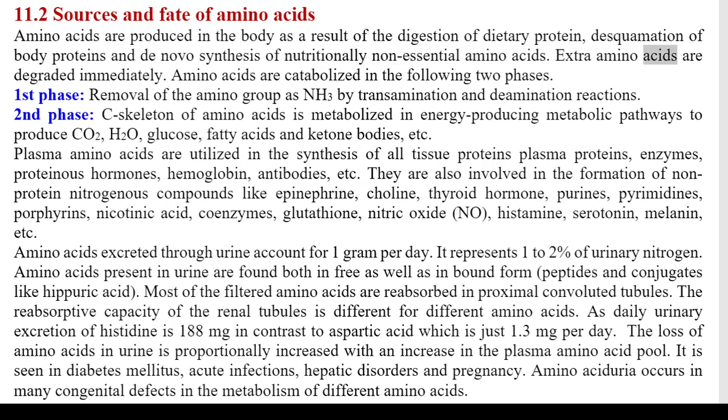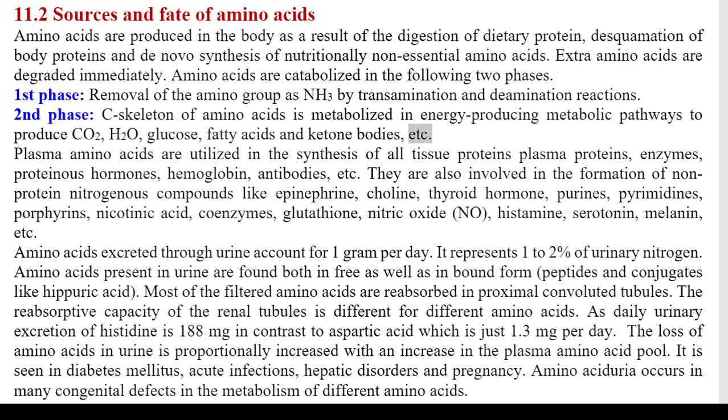Extra amino acids are degraded immediately. Amino acids are catabolized in the following two phases. First phase, removal of the amino group as NH3 by transamination and deamination reactions. Second phase, the C-skeleton of amino acids is metabolized in energy-producing metabolic pathways to produce CO2, H2O, glucose, fatty acids and ketone bodies, etc.